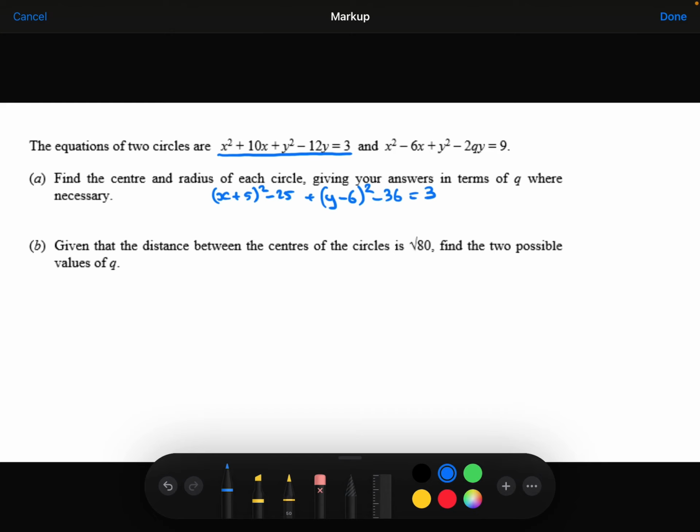If I now add the 25 to both sides, and add the 36 to both sides, we're going to get 64. So therefore I can say that the centre is going to be minus 5, 6, and the radius is going to be the square root of 64, which is 8.